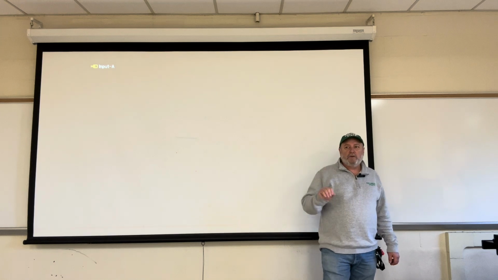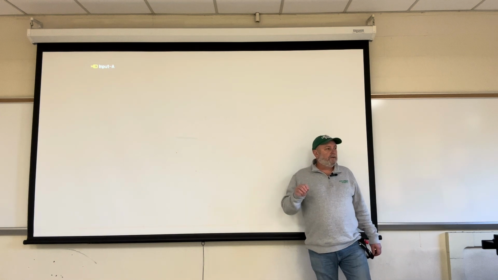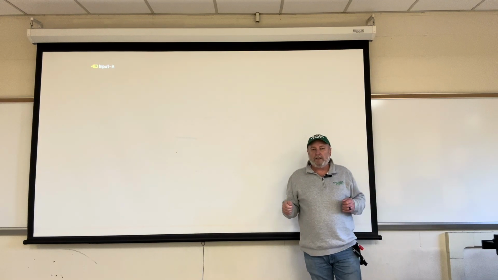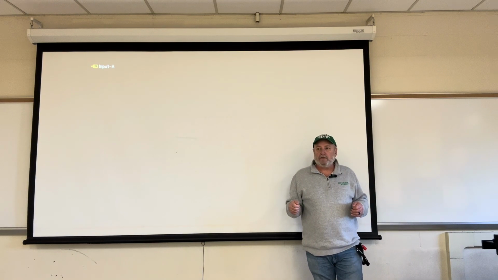We'll get into this more with some labs when we get out into the field. We'll lay out a building. We'll set the building corners and we'll pull offsets. We'll stake out offsets to the actual building corners themselves.